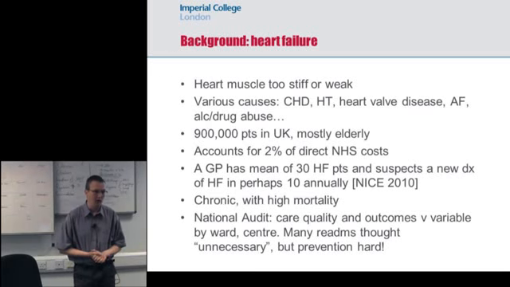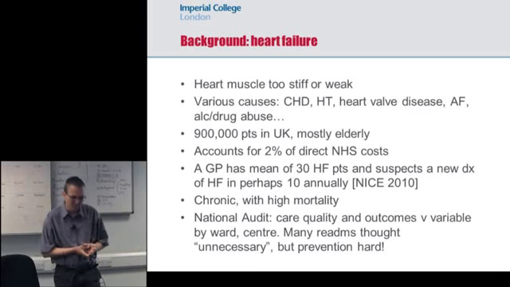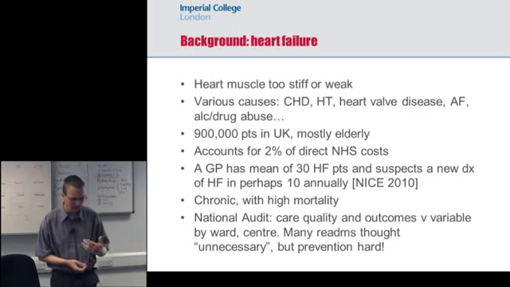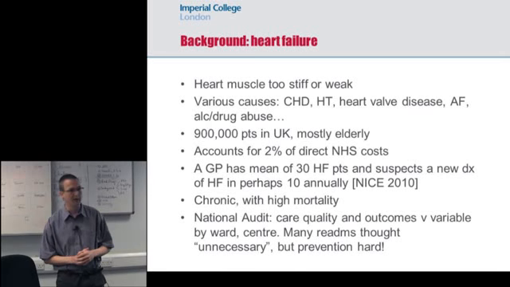Here's a potted summary of what heart failure is. It's when the heart muscle is too stiff or weak to pump out enough blood properly. There are lots of causes of this, particularly coronary heart disease, hypertension, valve disease, atrial fibrillation, overuse of alcohol, various drugs, etc. A lot of causes. And it's very common. It's estimated there are roughly about 900,000 patients in the UK with heart failure, many of them elderly. And it's a worldwide problem as well. It costs a lot of money to treat these folk, at least 2%, for instance, of direct NHS costs.